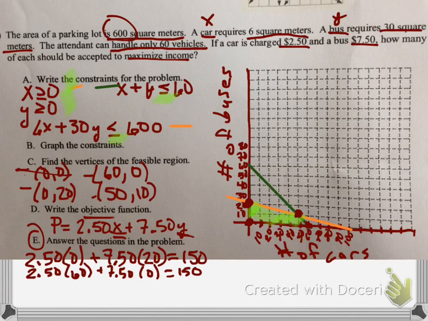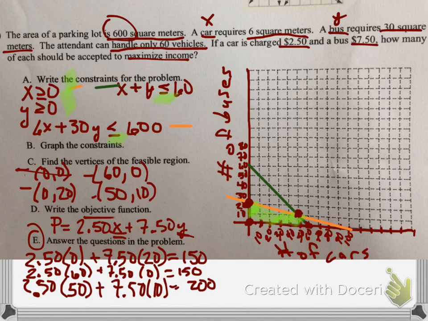And then the last one is 250 times 50 plus 750 times 10. And that gives you an answer of, that's 75 plus, let's see, one second. And that gives you an answer of 200. Okay, so obviously the answer here is that they make a maximum profit of $200 when they go for 50 cars and 10 bus spaces. So you can see how that works and go from there.